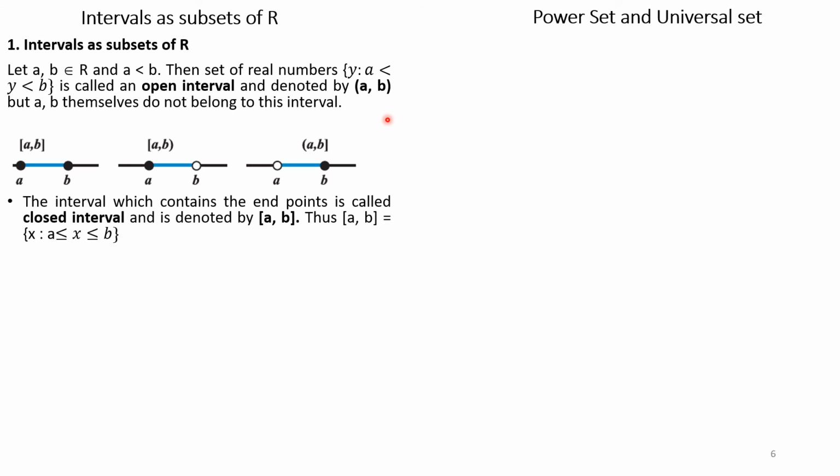The interval which contains the endpoints is called a closed interval. And the closed interval is denoted by big brackets or square brackets. That is, open square bracket a, comma, b, then close the square bracket. Thus, [a, b] equals the set of x such that a is less than or equal to x, less than or equal to b. So please note here less than or equal to. Hence it includes a as well as b.